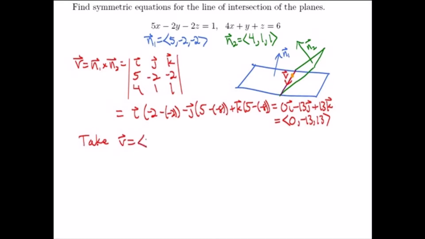Take v to be, I'll just divide this entire thing by 13, to be 0, negative 1, 1. So of course it's still going to be in the same direction. We just divided it by a positive number. It's just a lot shorter vector. So it's still a direction vector, still tells us the direction of our line.